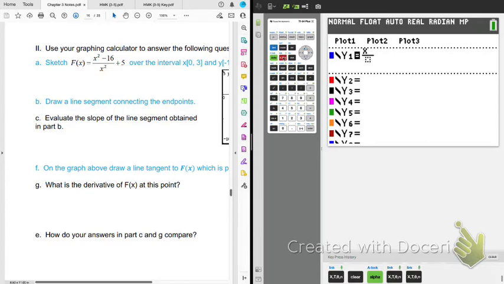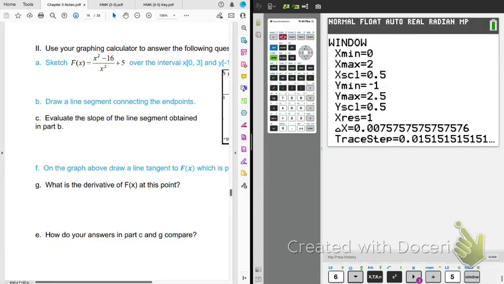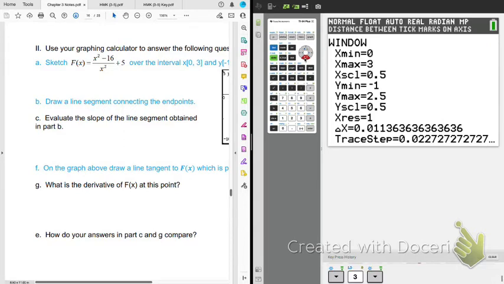All right, so I've got x squared minus 16 over x squared plus 5. Now this one also has our interval on it. So before I hit graph, I'm going to go to my window. This time I want my x's to be from 0 to 3. And I'm still counting by 0.5s there for the x's, yeah? The y's are not counting by 0.5, so we'll look at that in a second.